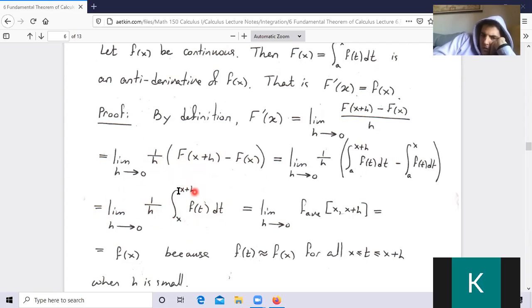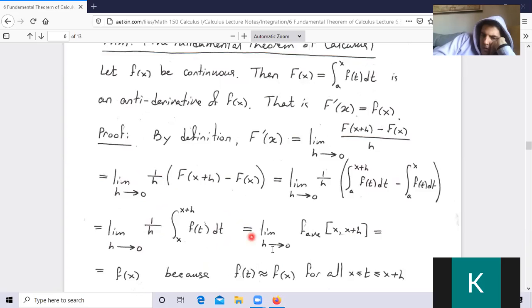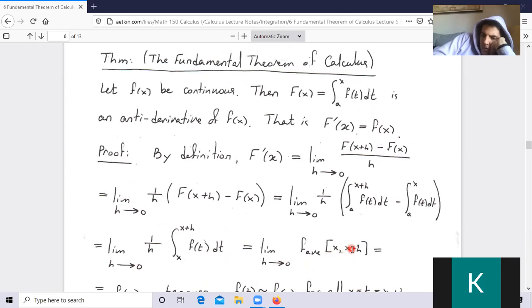Now, look at it. This number minus this number is just h. So if I multiply by 1 over h, I'm talking about the average. So when I push h to 0, I hope you recognize from my explanation that's just the average of the function. Now, what's the average of the function from x to x plus h?